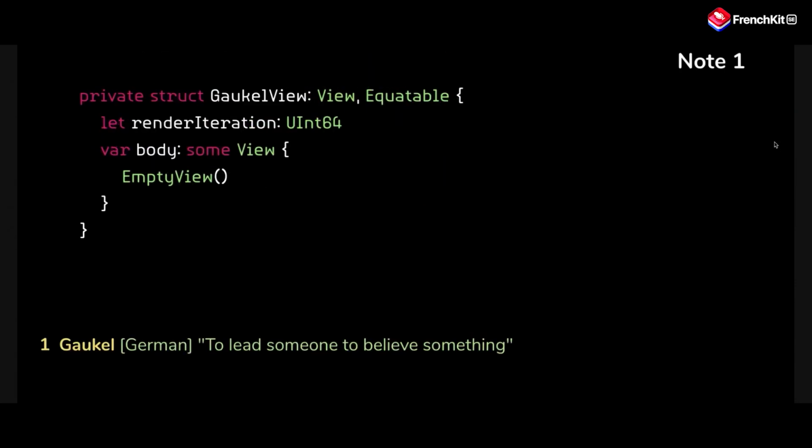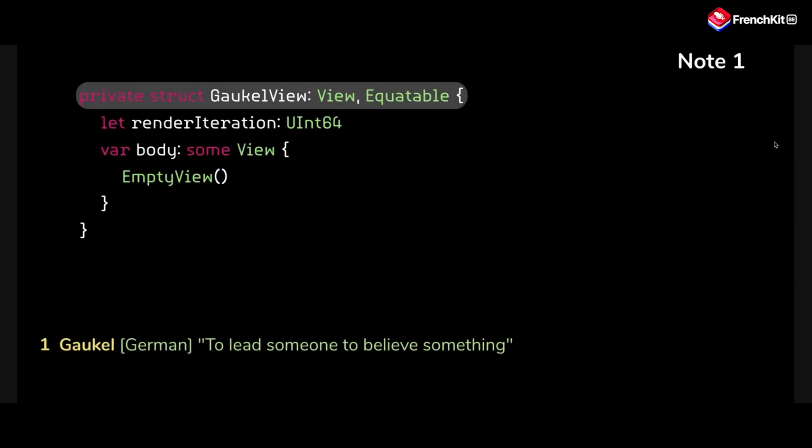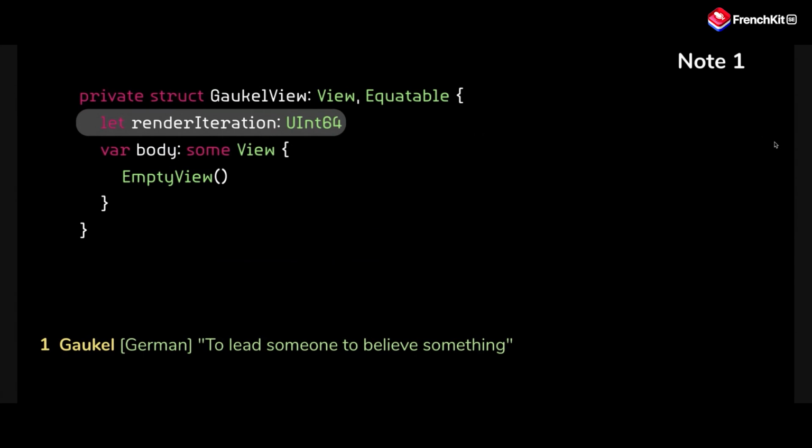This is the Gaukel view, which is an equatable view that gets something called the render iteration. And whenever you enter a character into the app, I'm iterating this. I'm adding one to it. So with every change that happens anywhere in the Markdown, this one will be iterated and SwiftUI will re-render the background. And Gaukel, just for information, is German for to lead someone to believe something. SwiftUI believes there's a change, there isn't a change.